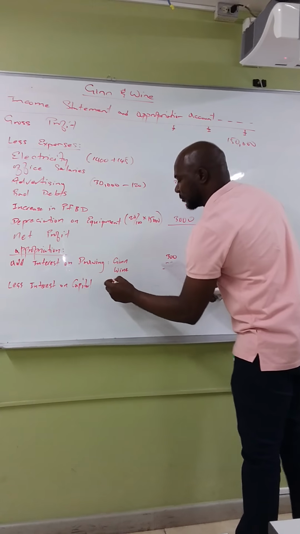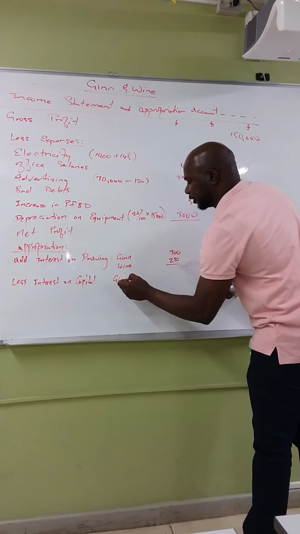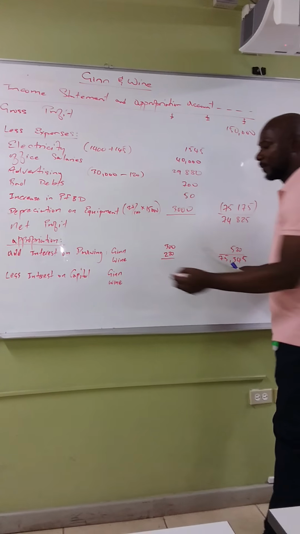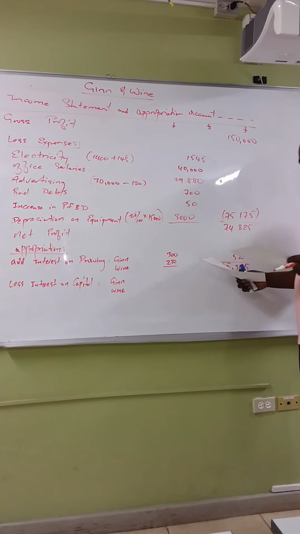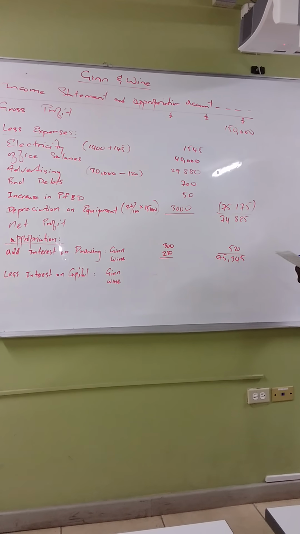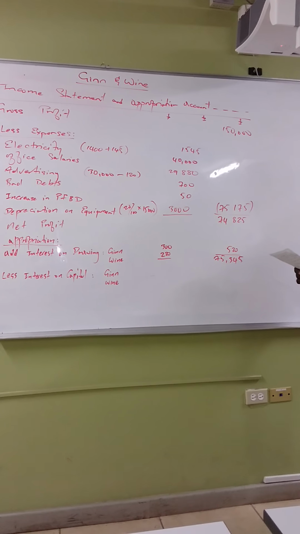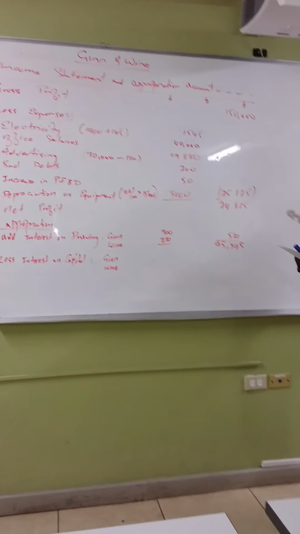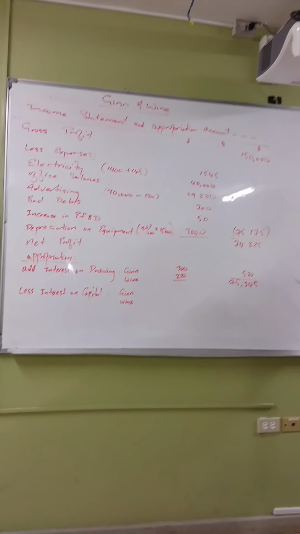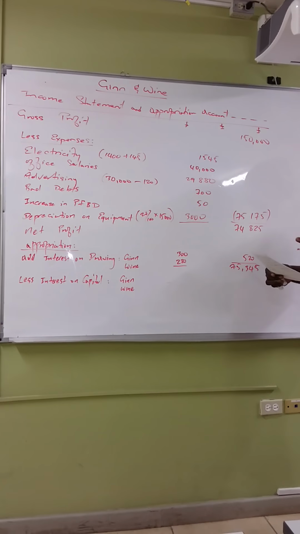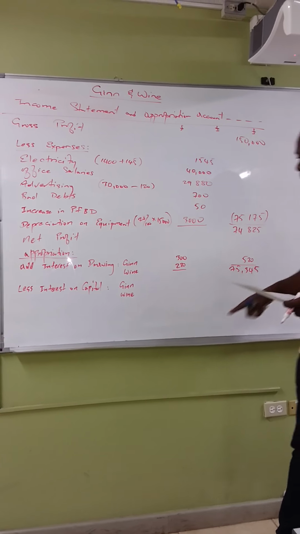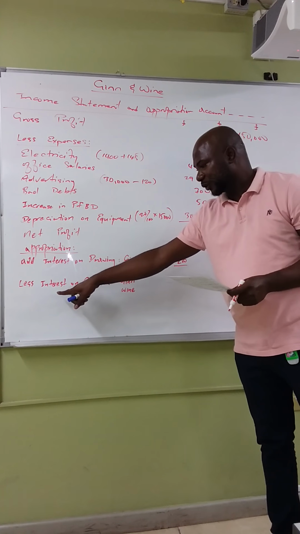Now again, who are the partners? Gin and Wine. What was the capital contribution for Gin? The capital contribution for Gin was $30,000. You'll find that in the question, right? And the capital contribution for Wine was also $30,000. So both of them contributed a capital of $30,000. But what are we looking for? We're looking to subtract our interest on capital.